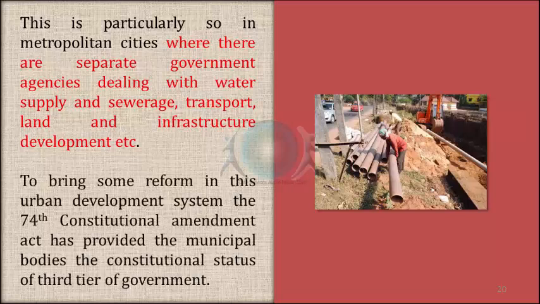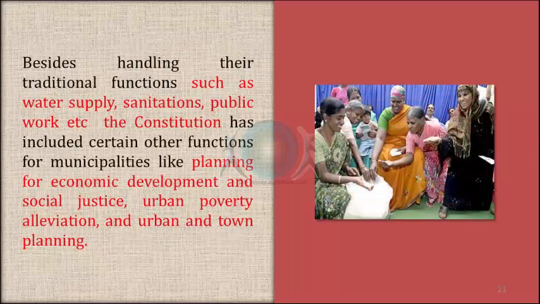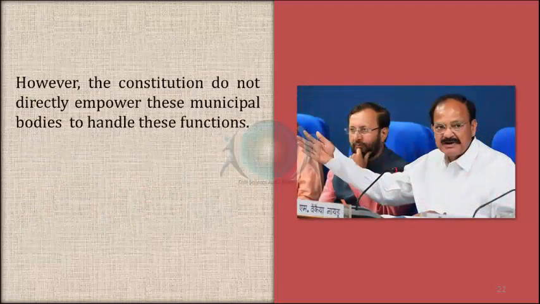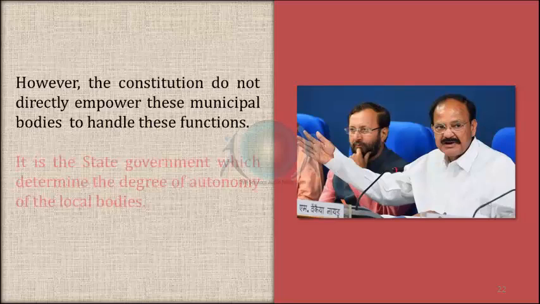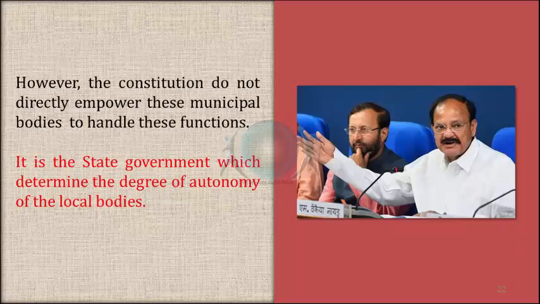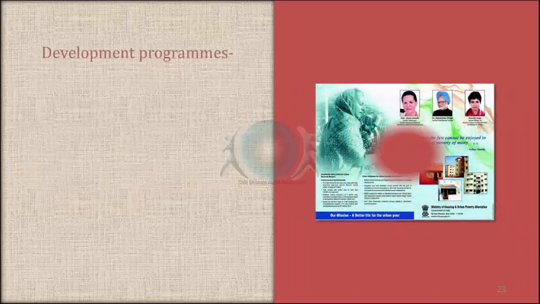To bring some reform in this urban development system, the 74th Constitutional Amendment Act has provided the municipal bodies the constitutional status of third tier of the government. Besides handling their traditional functions such as water supply, sanitation, public work, etc., the Constitution has included certain other functions for municipalities, like planning for economic development, social justice, urban poverty alleviation, and urban and town planning. However, the Constitution does not directly empower these municipal bodies to handle these functions. It is the state government ultimately which determines the degree of autonomy of the local bodies.